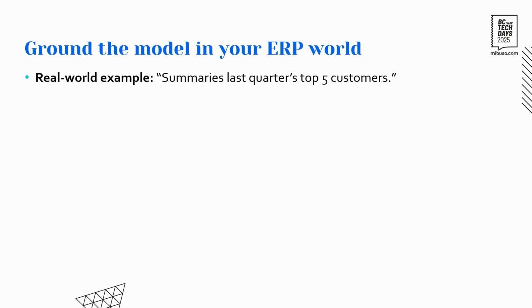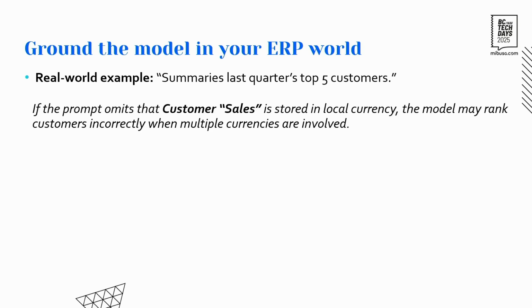Let's look at a real world example. Let's say you are building a Copilot which is built on top of customer data and all the transactions that are made inside the system. A normal user query will be to summarize last quarter's top 5 customers. But when you are providing this data to the model, if you exclude the local currency or which currency the transaction was made in, the chances are the model will respond incorrectly because it does not have this extra context.